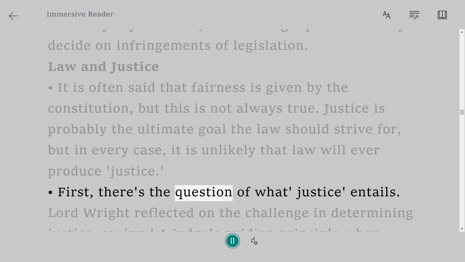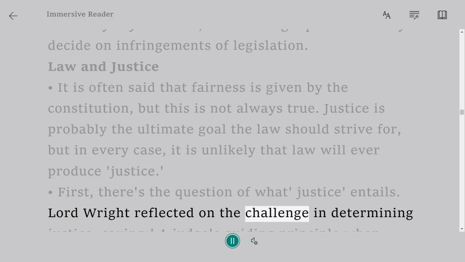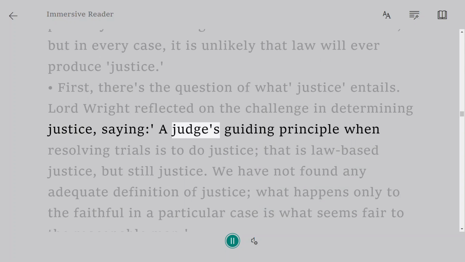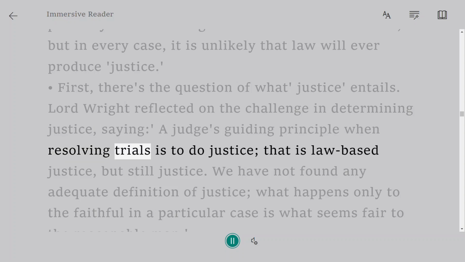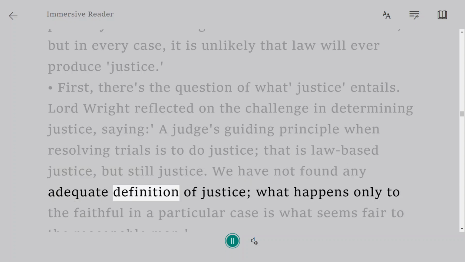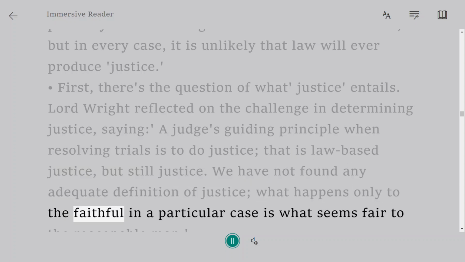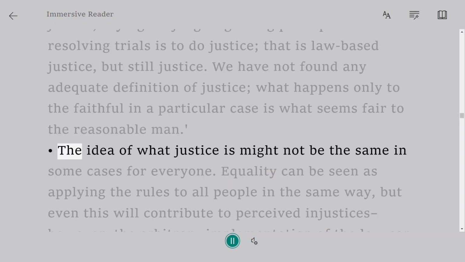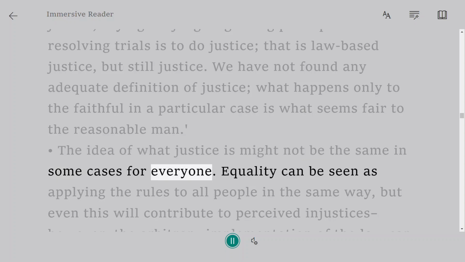First, there's the question of what justice entails. Lord Wright reflected on the challenge in determining justice, saying a judge's guiding principle when resolving trials is to do justice, that is law-based justice, but still justice. We have not found any adequate definition of justice. What happens only to the faithful in a particular case is what seems fair to the reasonable man. The idea of what justice is might not be the same in some cases for everyone.